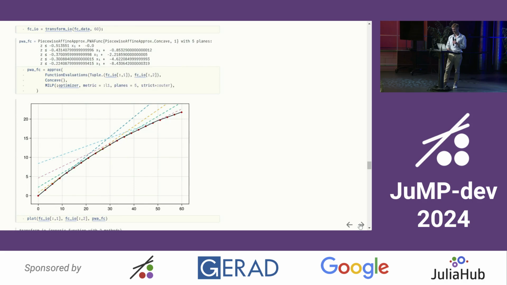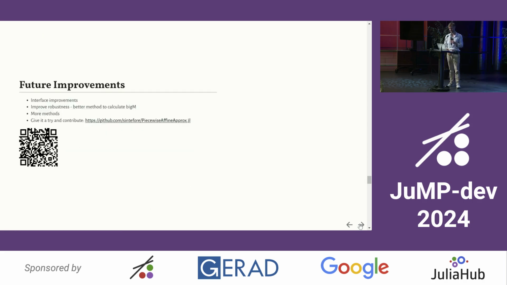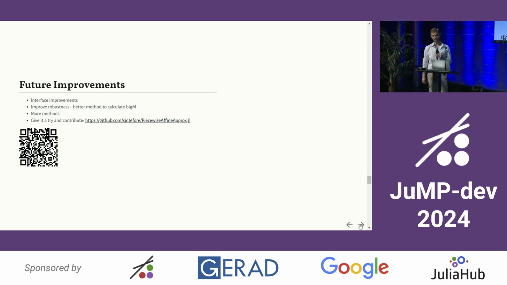So yeah, that's more or less it. We still have some ideas on how to improve the interface. We would like to improve the robustness a bit, maybe find a better way to compute the big M so we can more often use the MILP method. And we are also open to implementing or accepting PRs with new methods, maybe. So please have a look, give it a try, and let us know what you think.